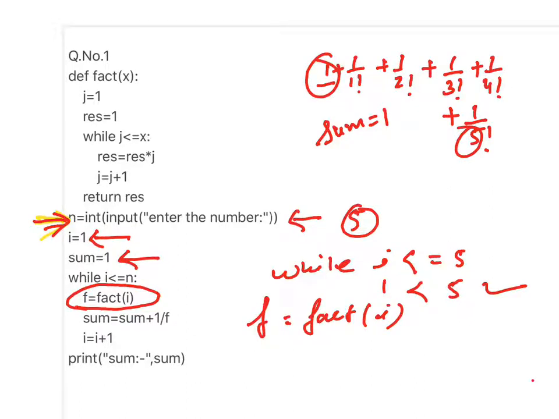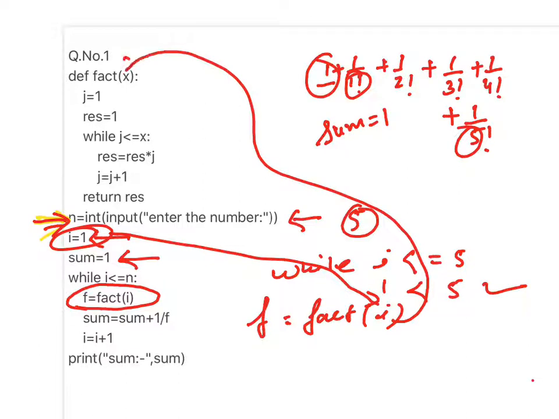Now here what we have to do, we have to calculate first the factorial of 1. How we will calculate the factorial of 1? Now this i is 1. This 1 will be passed from here, and the value of i will be passed to this x. Now what is the value of x? For the first time the value of x is 1. Now the value of j is 1. So 1 is equal to 1. So condition is true. It will come inside and it will calculate the factorial of 1.